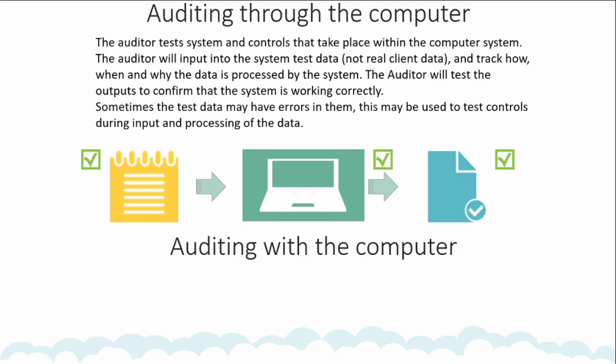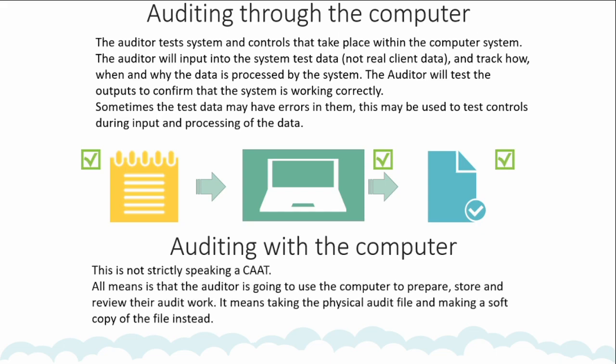We are testing the input, the processing, the computer processing, as well as the output. The next cat is actually not dealing with the client. This cat is dealing only with the auditor, and it's called auditing with the computer. This simply means that the auditor uses the computer when performing an audit.